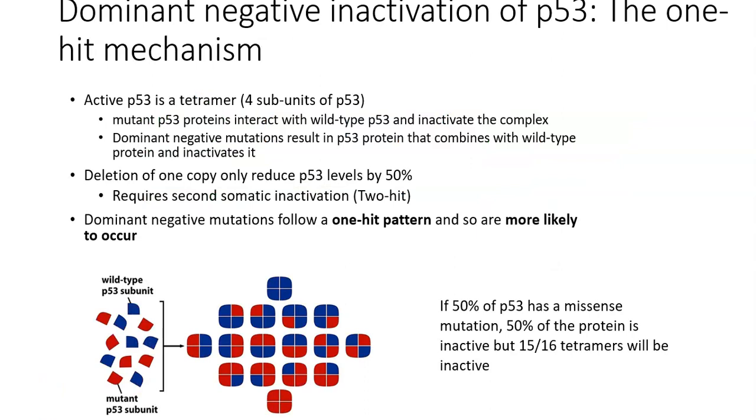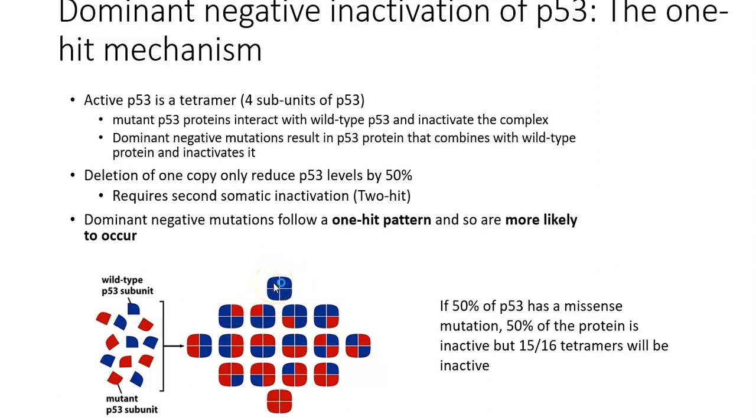And this is maybe simplistically illustrated, but it shows what I mean. This is the dominant negative inactivation of p53 via a one-hit, almost oncogene-like mechanism. And this is all because p53 in its active configuration is a tetramer, and we've got 4 subunits. Now if you imagine a cell producing 50% of its p53 as mutant and 50% as wild type, wild type being blue, mutant being red, if you assume that you need 4 intact wild type subunits to have functional p53, then just by simple mathematics you would see that 50% mutant, 50% wild type p53 would actually result in 15 out of 16 tetramers being inactive. All of these are inactive, this one is active.